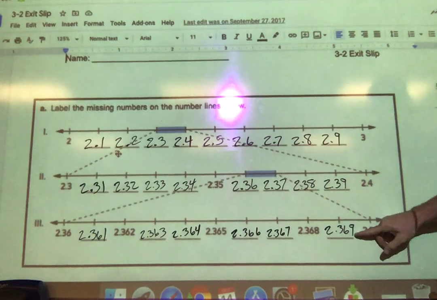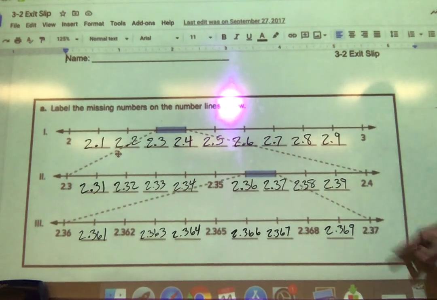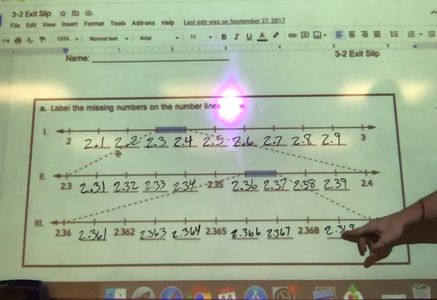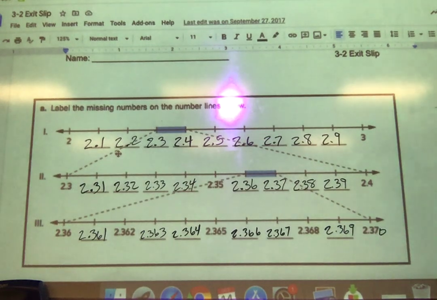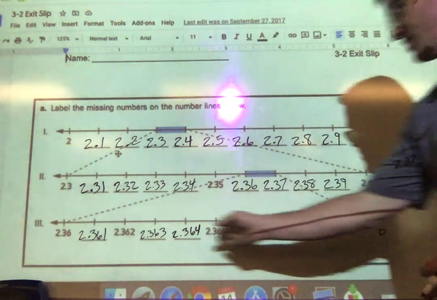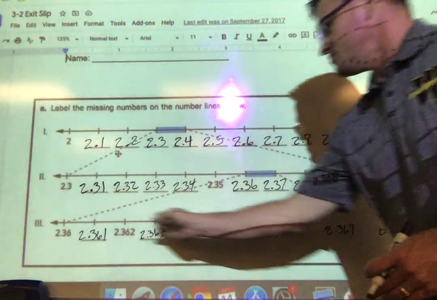2.369. Then after 9, now jump up to 2.37 or 2.370. Okay, if you're looking at it that way. So again, we should be able to zoom in on number lines. And now I know all of these numbers right here fall between 2.36 and 2.37.